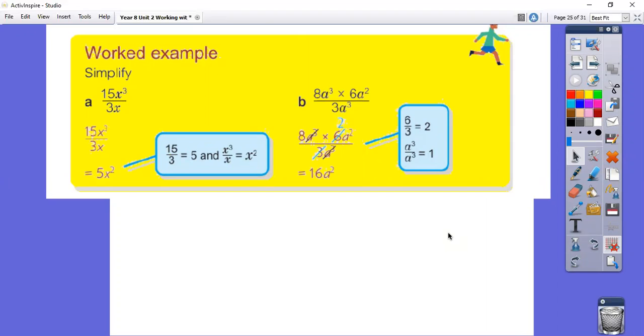Worked example A says simplify 15x to the power of 3 divided by 3x. So remember, when we're dividing indices, we subtract the powers. So first do the numbers. 15 divided by 3 is 5. And x to the power 3 divided by x. Now remember, x has a little 1, but it's not written. So it's kind of like invisible. So you would say 3, take away 1 to give you x to the power of 2.